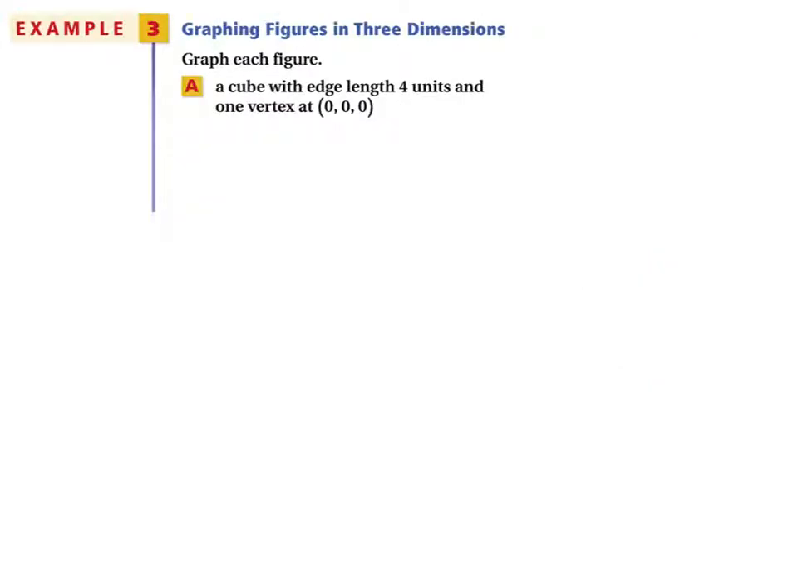So example 3, we're going to graph each figure. In A, we're going to graph a cube with an edge of length 4 units and one vertex at 0, 0, 0. So I'm just going to draw the picture. It's going to be easier to explain it. Every side, you're going to go 4 different ways to find the cube.